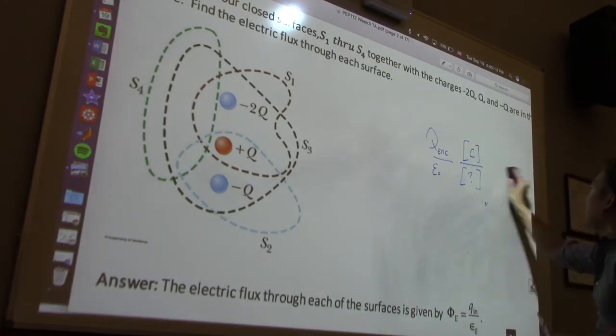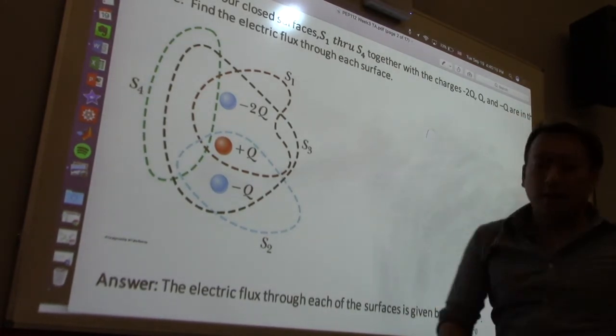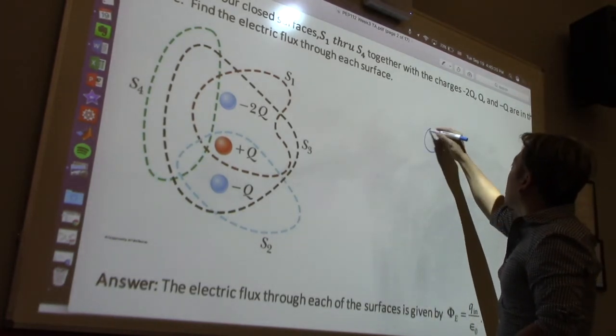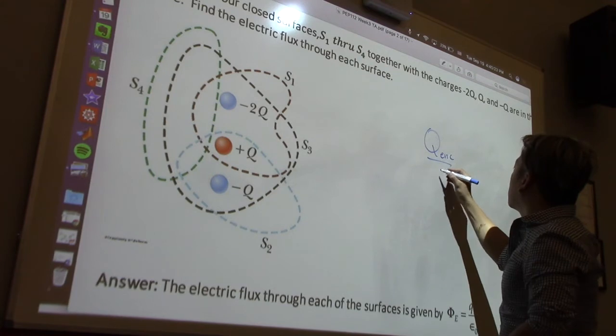So let's go back to our main problem, though. Q enclosed.